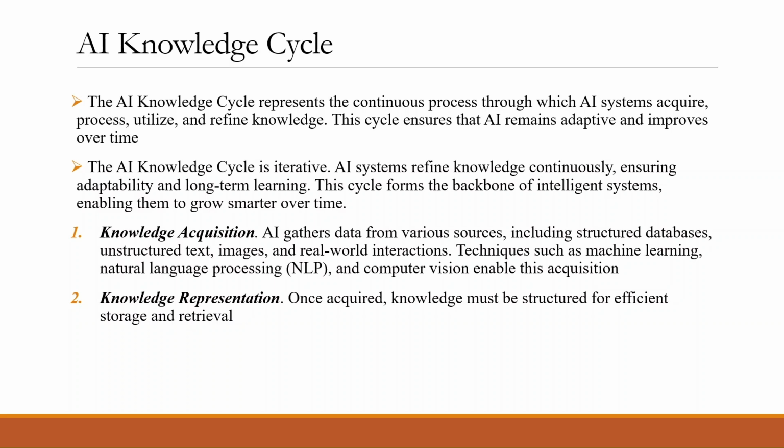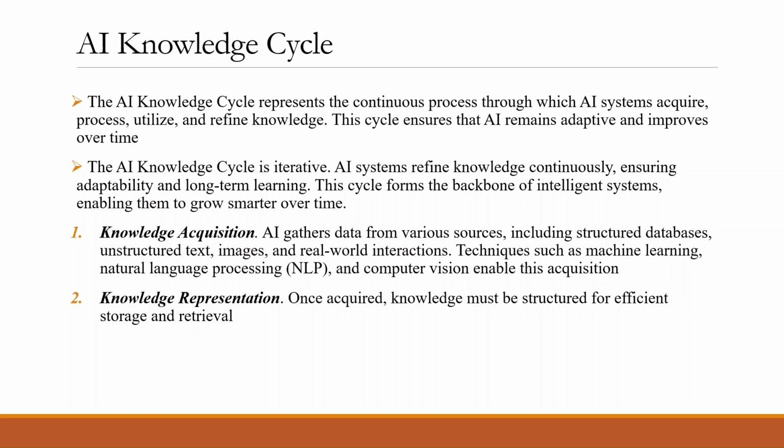The artificial intelligence knowledge cycle represents the continuous process through which artificial intelligence systems acquire, process, utilize, and refine knowledge. This cycle ensures that artificial intelligence remains adaptive and improves in time. The artificial intelligence knowledge cycle is iterative. Artificial intelligence systems refine knowledge continuously, ensuring adaptability and long-term learning. This cycle forms the backbone of intelligent systems, enabling them to grow smarter over time.